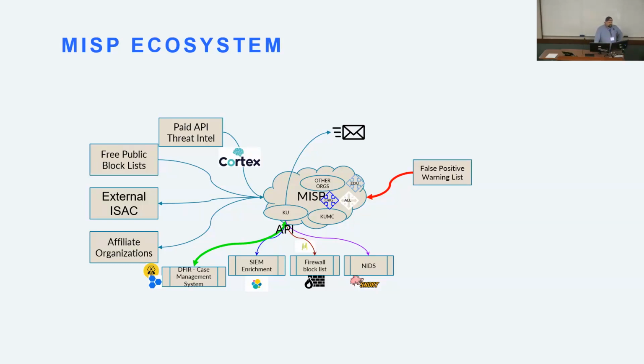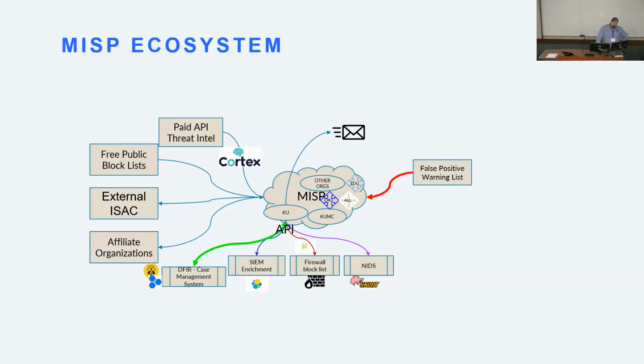You also have access to free public block lists, and that's everything from text files, like the Emerging Threats block list, the Spamhaus block list, that kind of stuff. Those are all things that you can add into MISP as ways of detecting malicious activity.